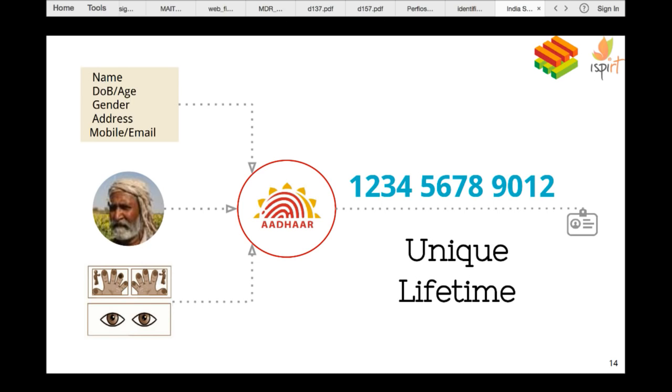The first layer is Aadhaar. As you know, it's a 12-digit number. It's unique for a lifetime. Very little demographic data is collected: name, date of birth, age, gender, address, and then optionally mobile number and email address. It also captures a photograph, 10 fingerprints, and 2 iris. These are used to provide uniqueness so that one person can get only one number.